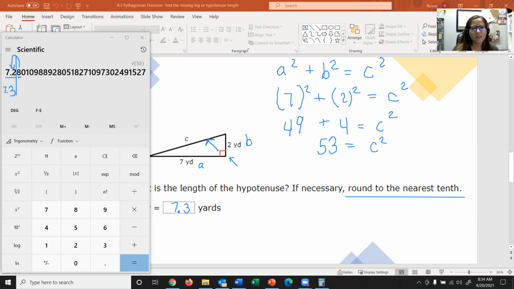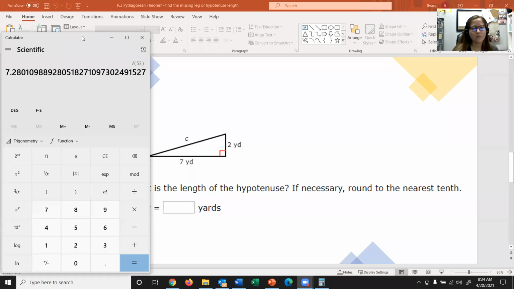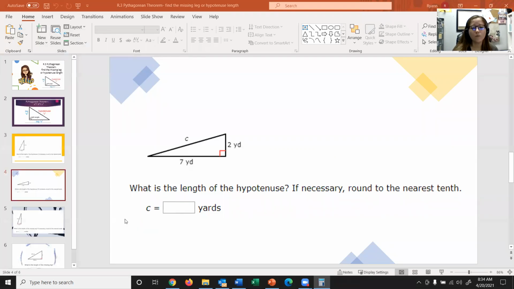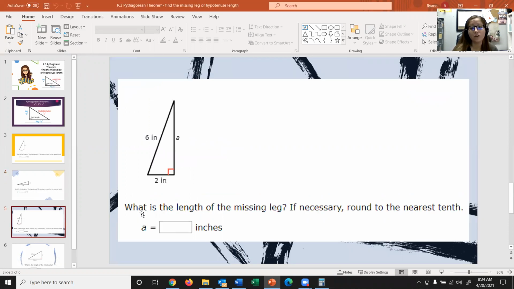Let's look at a different kind of example. Okay, so with this IXL, you're going to see some where you're finding the hypotenuse, and then you're going to see some where you have the hypotenuse and you have to figure out what that missing leg length is. Okay, so again, this is our indicator showing us this is a right triangle. And this is telling us that this is the hypotenuse of this triangle.